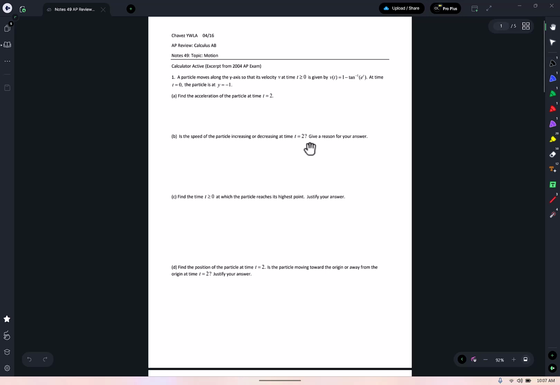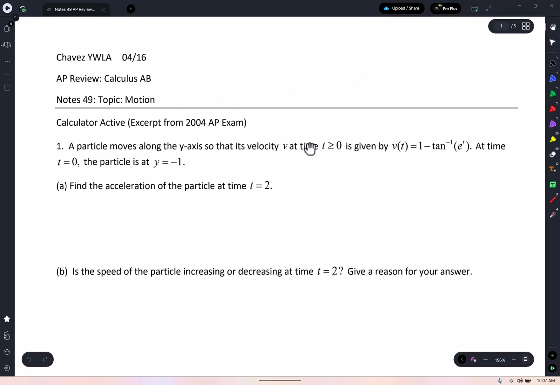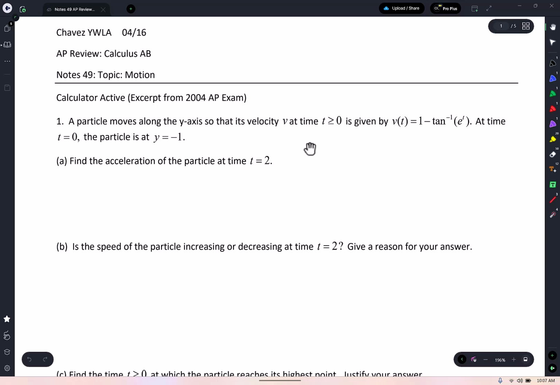Popular demand. We've had at least two of you ask about position, velocity, acceleration, and so let's go over it, guys. This is our first review on motion, and here we go.